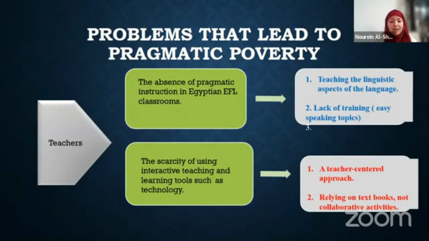The second one is the scarcity of using interactive teaching methods. They are using a teacher-centered classroom. The teacher is in the front of the classroom, dominating the class, and learners become passive listeners. They mainly rely on textbooks and outdated activities, not collaborative activities that would show interaction and appeal to their pragmatic abilities.